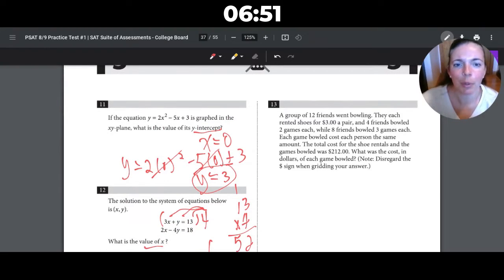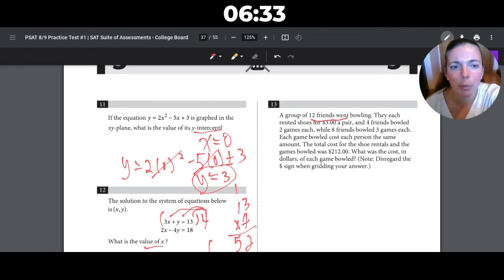A group of 12 friends went bowling. They each rented shoes for $3 a pair, and 4 friends bowled 2 games each, while 8 friends bowled 3 games each. Each game bowled cost each person the same amount. The total cost for the shoe rental and the games bowled was $212. What was the cost in dollars of each game bowled?